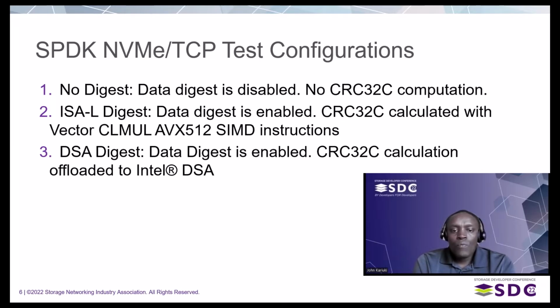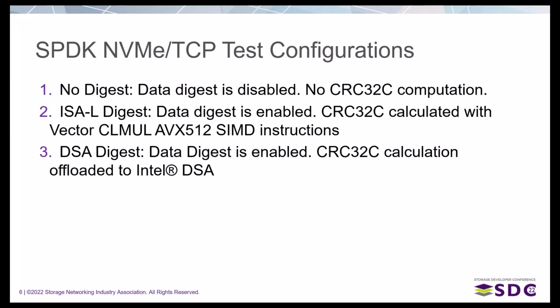And in the first configuration, we had the data digest disabled. So there was no CRC32C data digest computation being performed by the target at all. The purpose of this configuration was really to help us understand the CPU overhead of using the DSA engine in the first place.